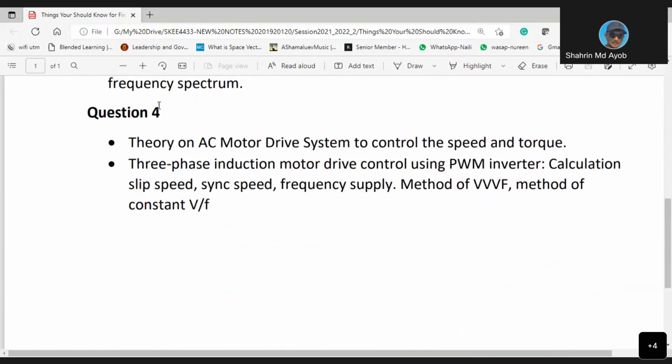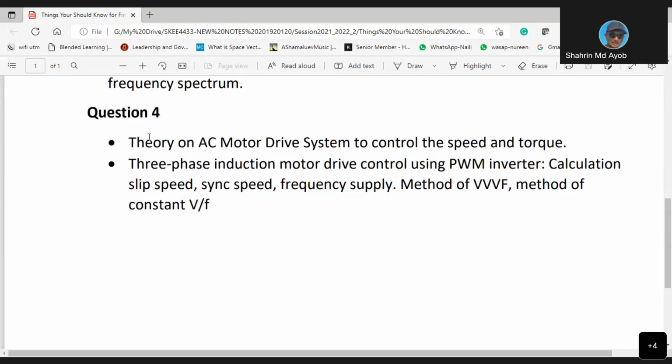50% from 25 marks is theory, meaning that the theory question will take around maybe 15 or 14 marks, which is easy to score sebenarnya. 15 or 14 marks from 25. So this theory is more on how to control the speed. Ni lebih kurang macam, what is the type of circuit used in AC motor drive?